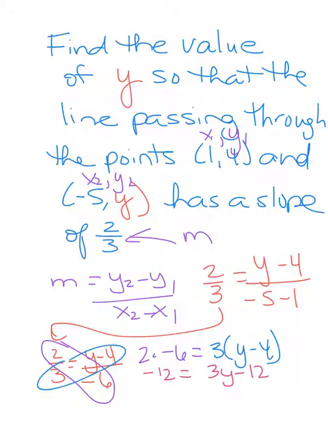And I add 12 to both sides. And I have 0 is equal to 3y. Divide both sides by 3. And in this case, 0 is equal to y. Now remember, you don't have to panic because you get 0. 0 is a number, so that's an acceptable answer.